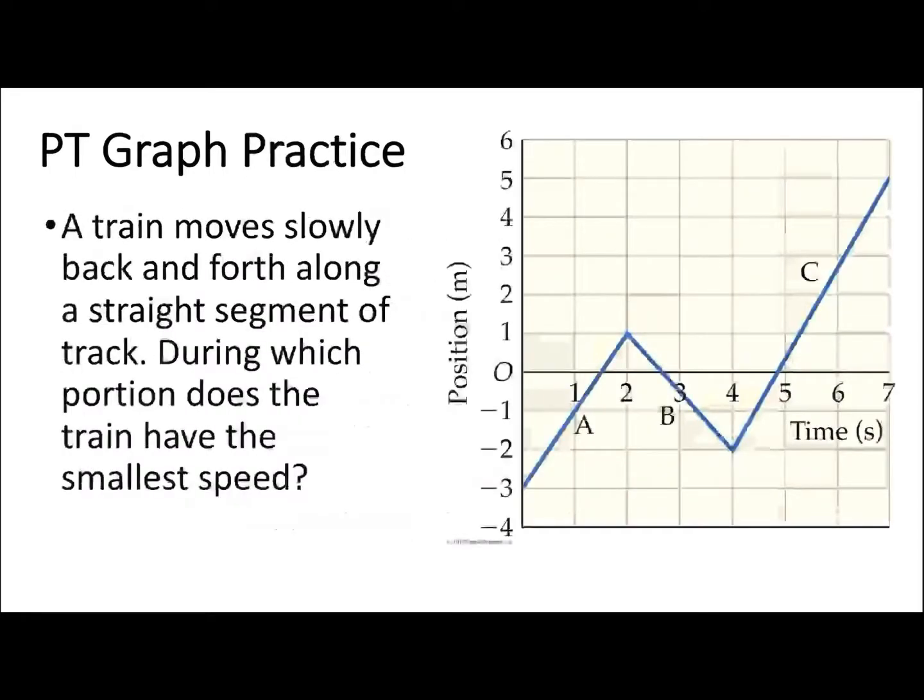And then here we have a train moving slowly back and forth. During which portion does this train have the smallest speed? Notice I have smallest speed. Which one do you think that might be?